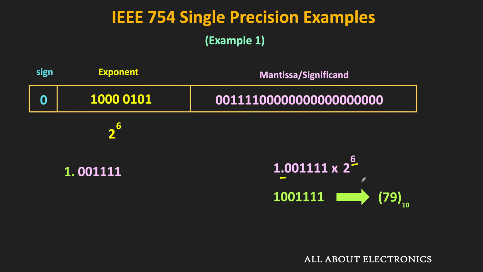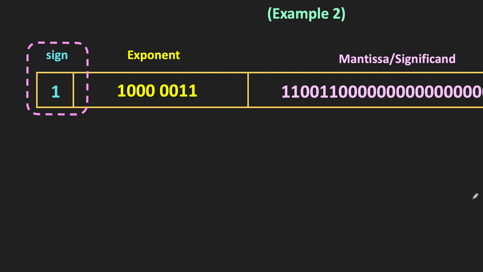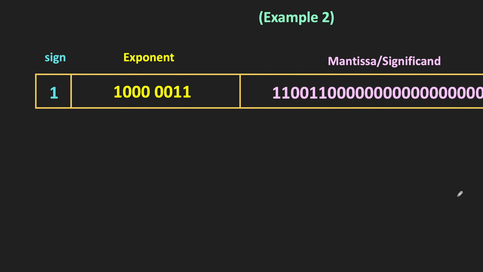So similarly, let us take another example. Here, for the given 32-bit floating point number, let us find out the equivalent decimal number. As you know, in this 32-bit format, the MSB represents the sign bit. And here, since it is 1, the given number is a negative number.